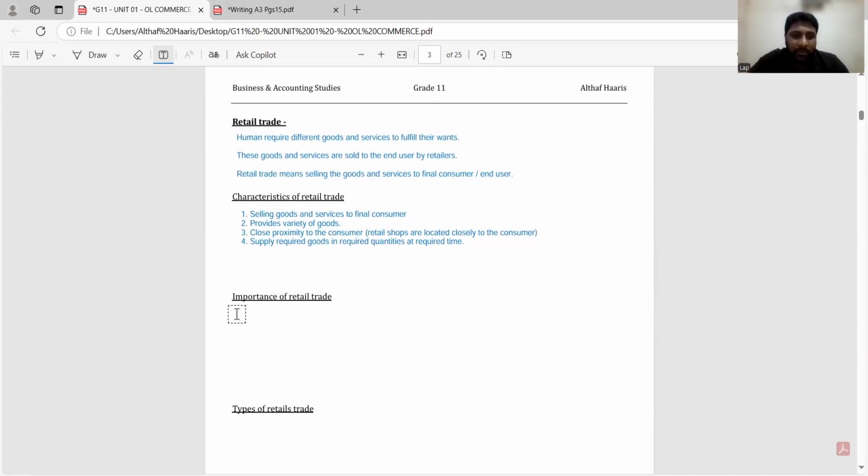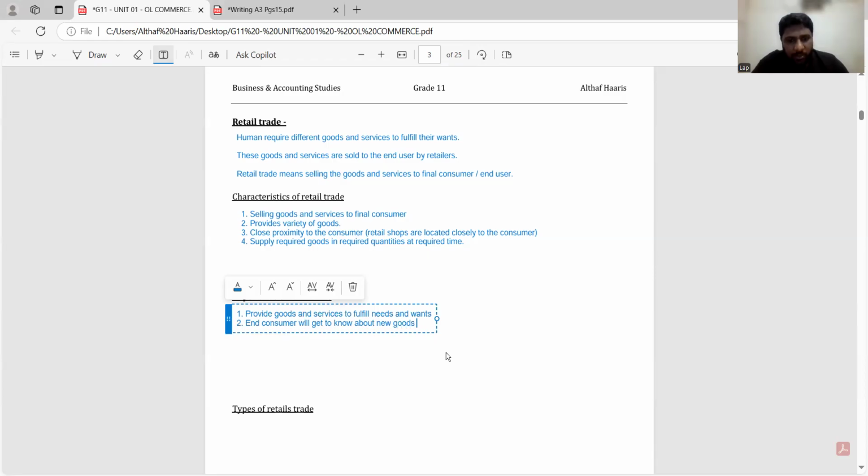Now let's write certain importance of retail businesses. Provide goods and services to fulfill needs and wants. Needs and wants. End consumers will get to know about new goods through a retailer. Because when you go to a shop, you will see, okay, a new item has arrived, so we'll try and see. We will not go inside the wholesale business store.